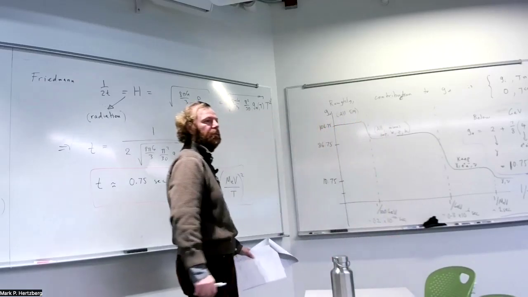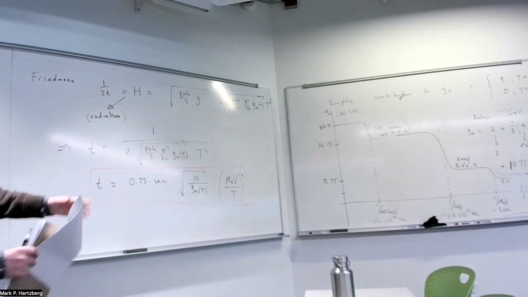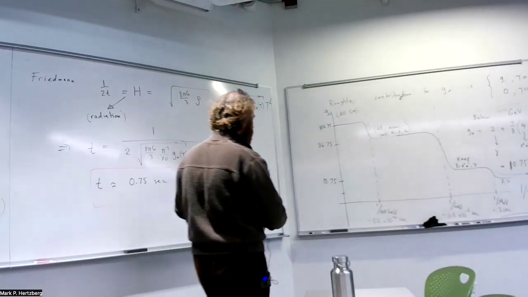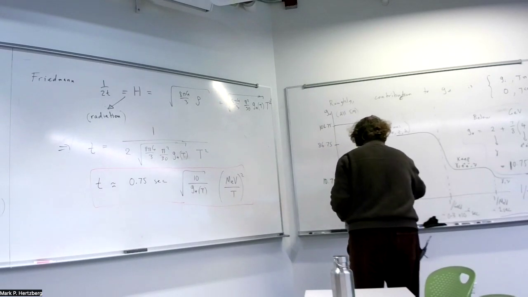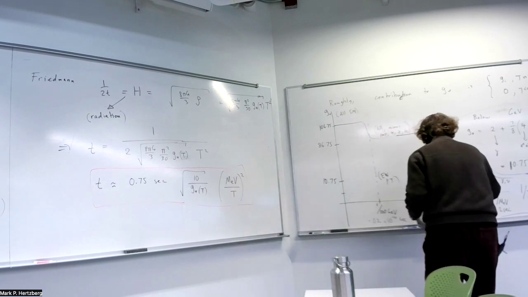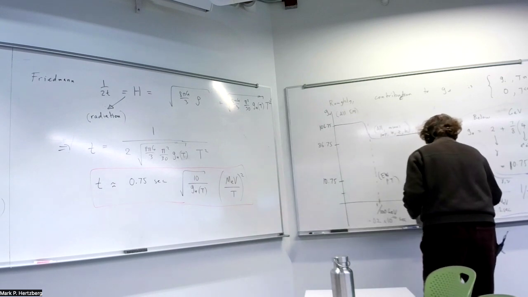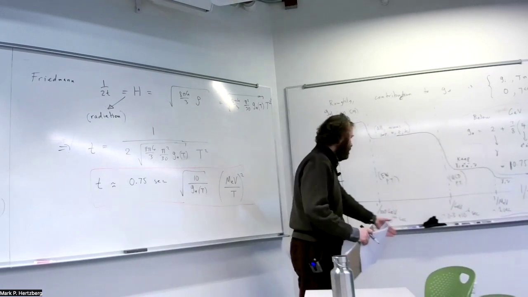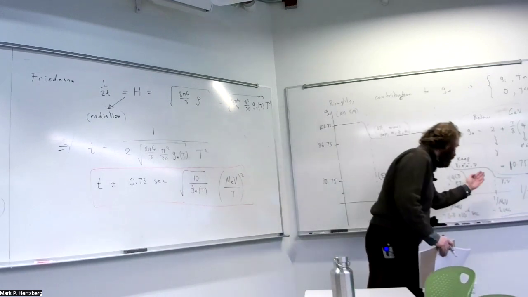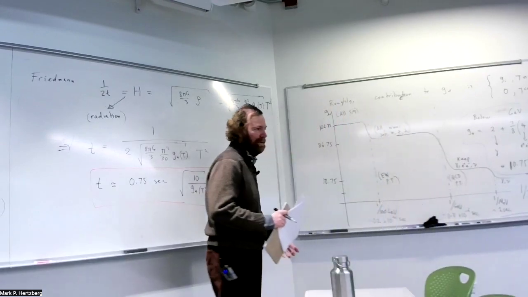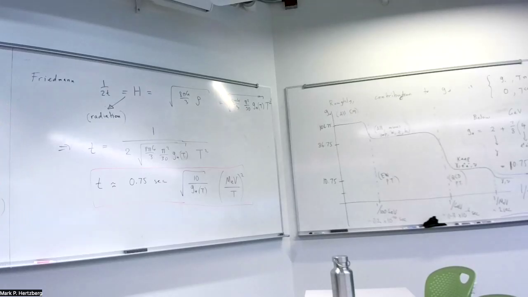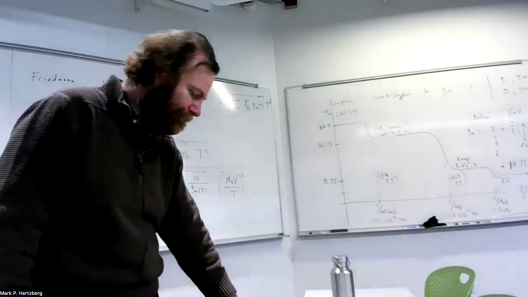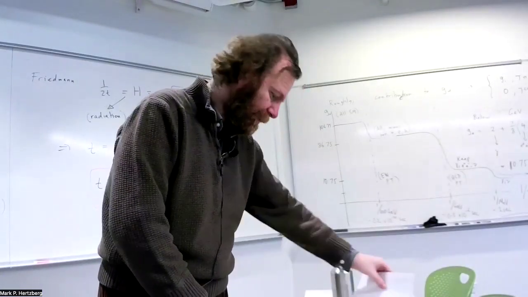Okay, so those are the eras. 10 to the minus 10 seconds is roughly the electroweak phase transition. This is the QCD phase transition. Okay, 10 to the minus 10 seconds, microsecond, and then 1 second is when electron positrons disappear. All right, any questions about that?